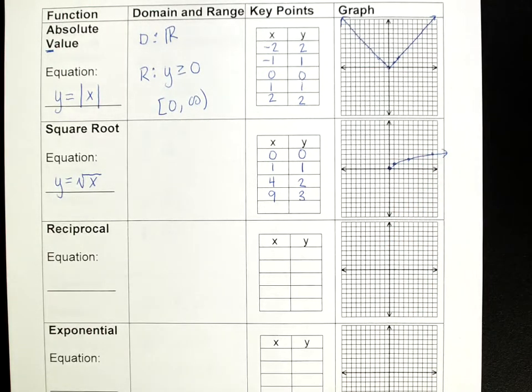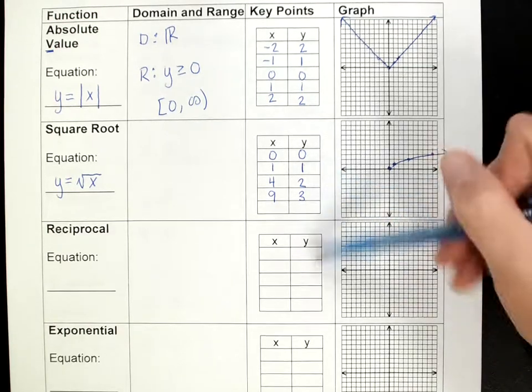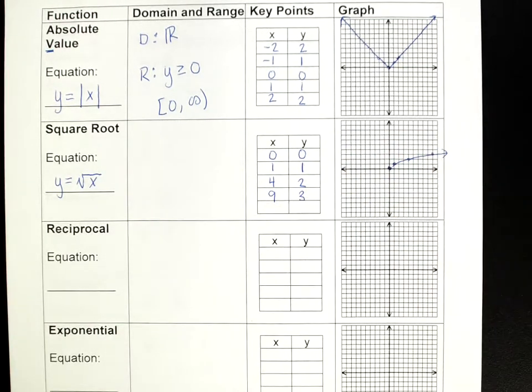I would also like to point out that these points are very similar to what we had with our quadratics. They're just kind of switched. The y and x values have switched for the square root function.